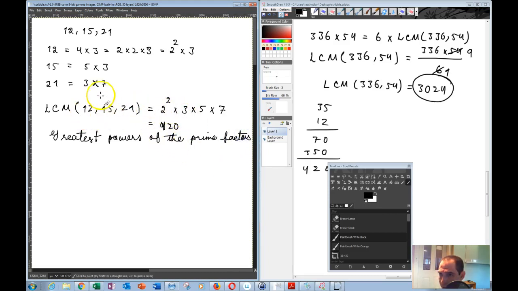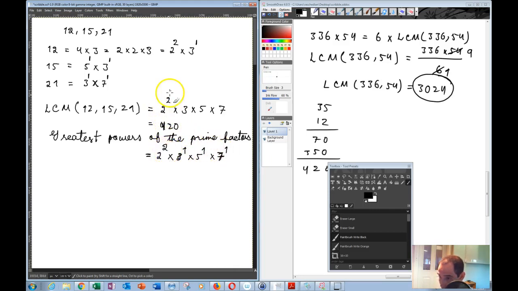So the greatest powers of the prime factors here, the prime factors are 2, 3, 5, and 7. So here you have 2 raised to the power 2, 3 raised to the power 1. And here you have 5 raised to the power 1, 3 raised to the power 1, 3 raised to the power 1, 7 raised to the power 1. So the greatest power of the prime factor 2 is 2 here. So if I were to rewrite the LCM using this definition, I would write it as 2 raised to the power 2, the greatest power of this prime factor, times the greatest power of 3, which is 1, so 3 raised to the power 1, and the greatest power of 5 is 1, so 5 raised to the power 1, and the greatest power of 7 is 1, so I write it as 7 raised to the power 1.